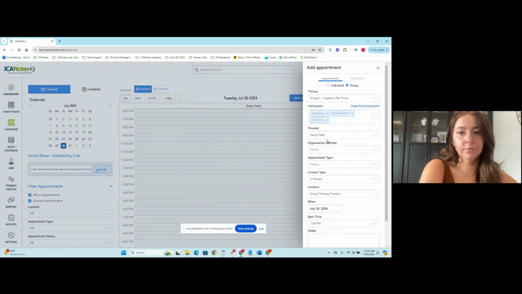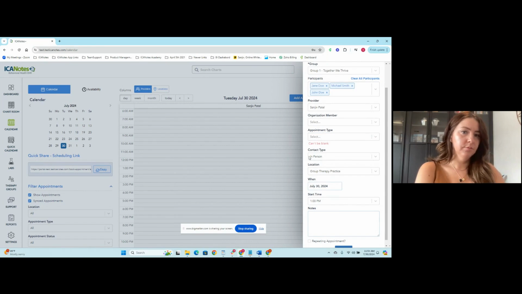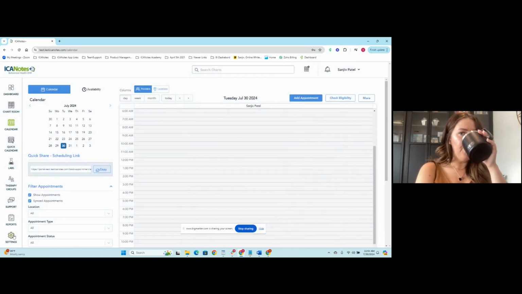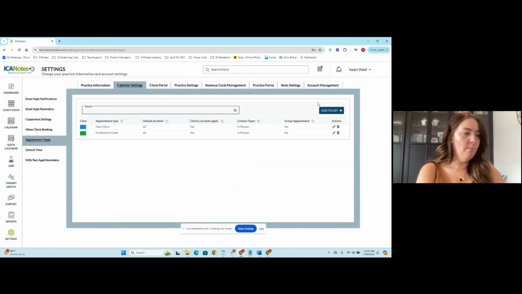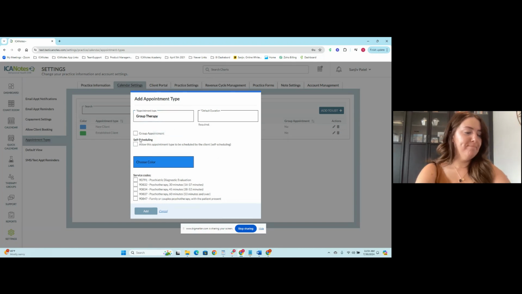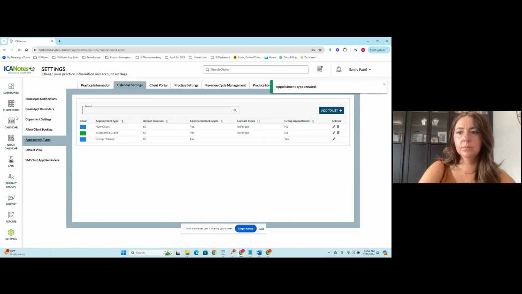So I'm setting up the session here. I have the provider, that's myself, the appointment time, appointment type. I don't have it configured, but in person, location, start time, and I would have to set up an appointment type there, but you can get an idea. So I can go ahead and set up an appointment type. So we have group therapy, and we also have an appointment type specifically for group appointment. So I could say that this is 60 minutes, and I'm going to go ahead and add that.